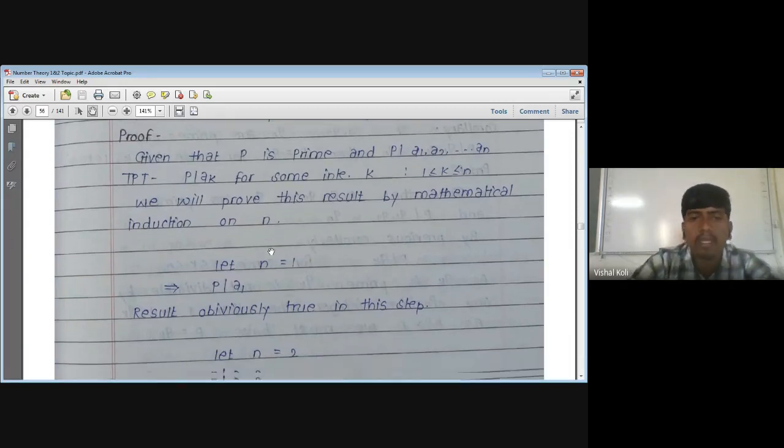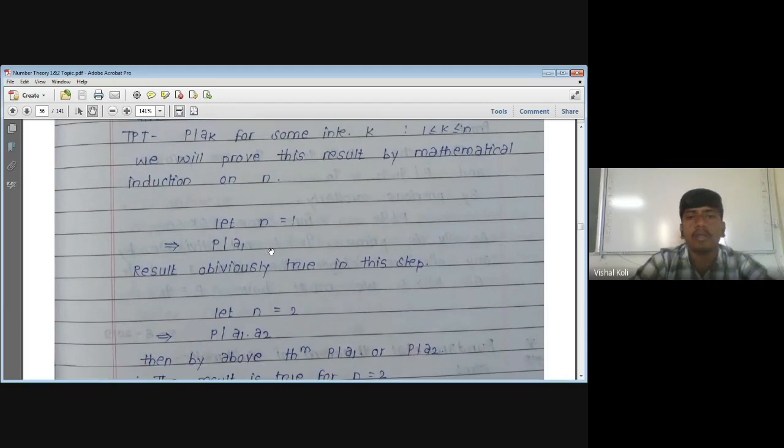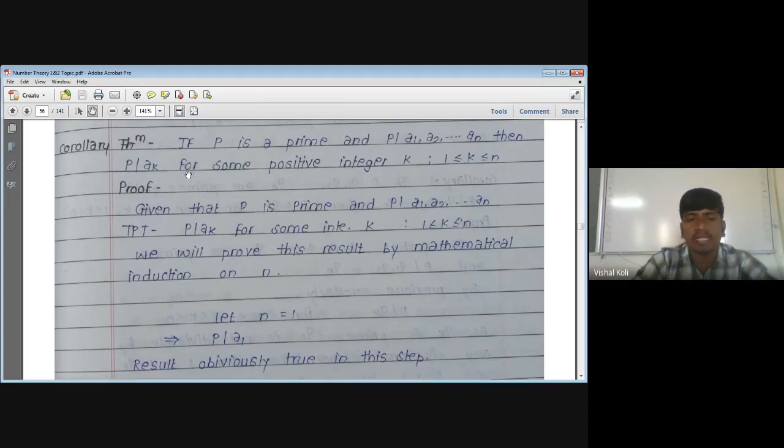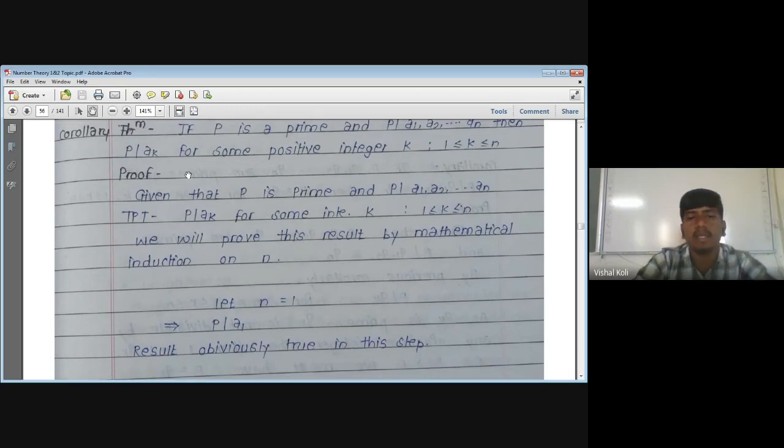Let us consider n equal to 1. If n is equal to 1, then there is only one possibility, that is, P divides A1. As we have to prove that if P is a prime number and P divides A1 into up to AN, then P divides AK for at least one K, and as there is only one term, P divides A1, therefore the result is obviously true.